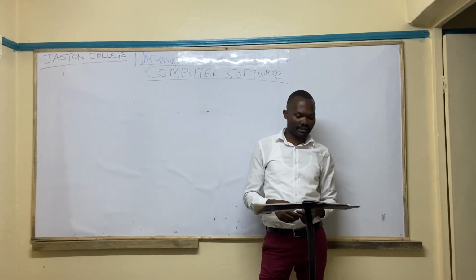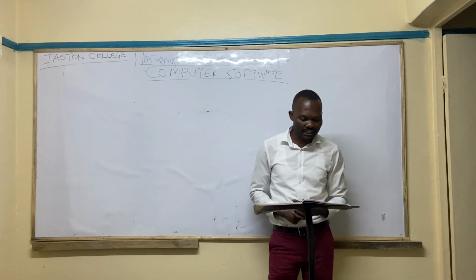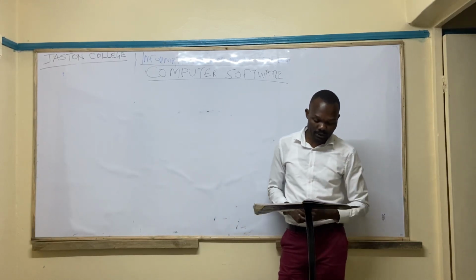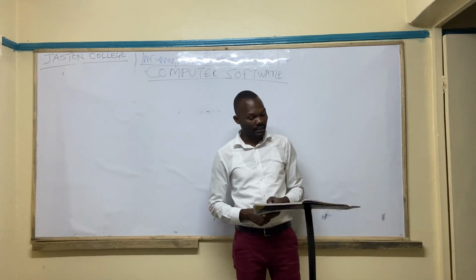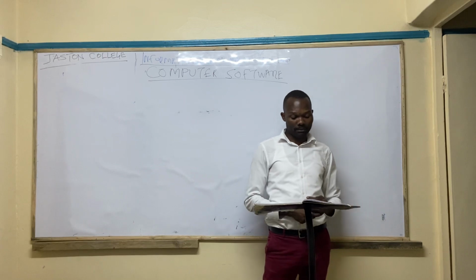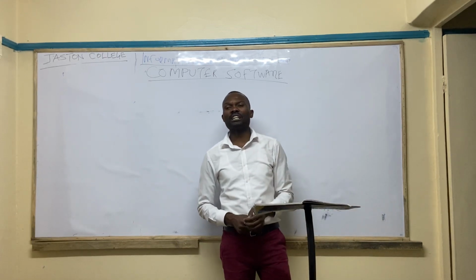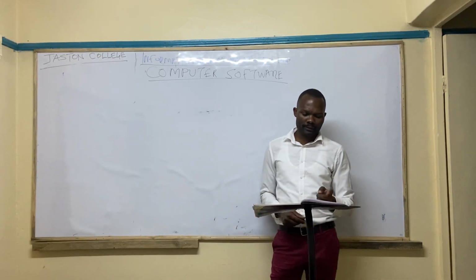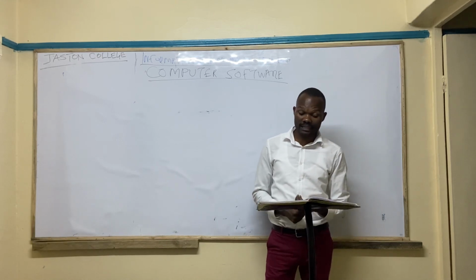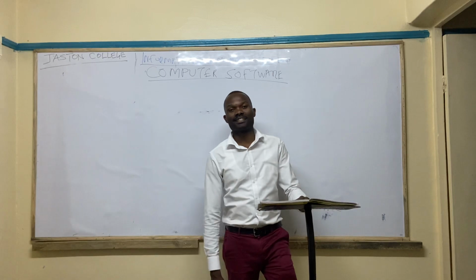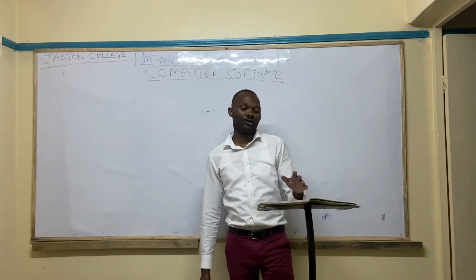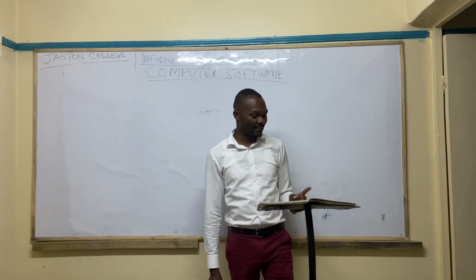What are the advantages of ready-made? Number one, they are readily available. Number two, they are easily accessible. Number three, they are easy to use. They are also time saving, cheap, portable, and error-free. What are the disadvantages of the application software? They solve general problems, they are common, and they are easy to duplicate. If you have your own software, somebody can just wake up in the morning and work on it. That is for the ready-made.